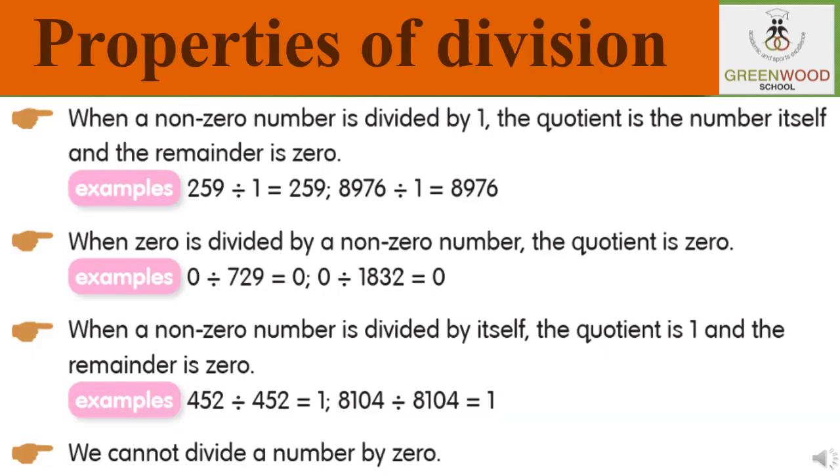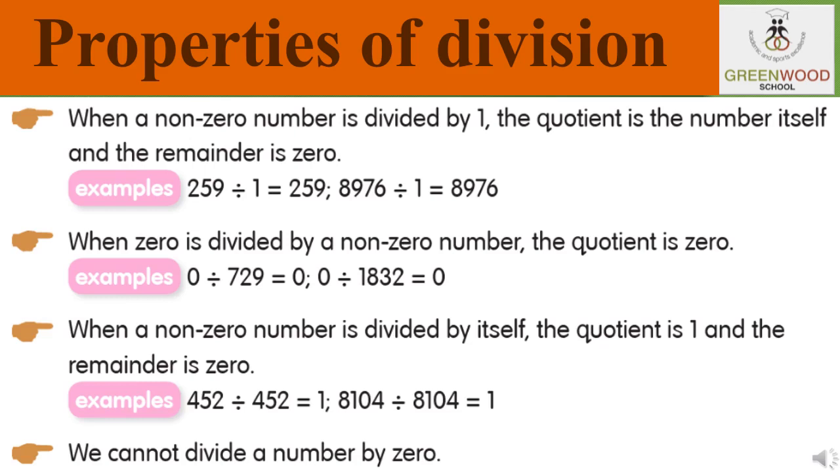Next topic is properties of division. First, when a non-zero number is divided by 1, the quotient is the number itself and the remainder is 0. For example, 259 divided by 1 is equal to 259. 8976 divided by 1 is equal to 8976. Second, when 0 is divided by a non-zero number, the quotient is 0. For example, 0 divided by 729 is equal to 0. Or 0 divided by 1832 is equal to 0.